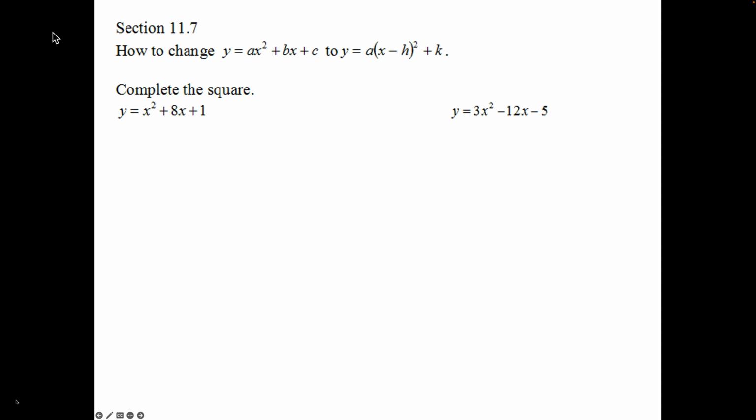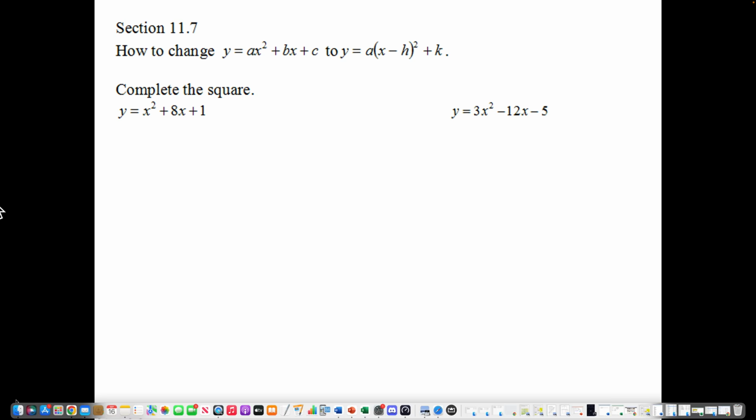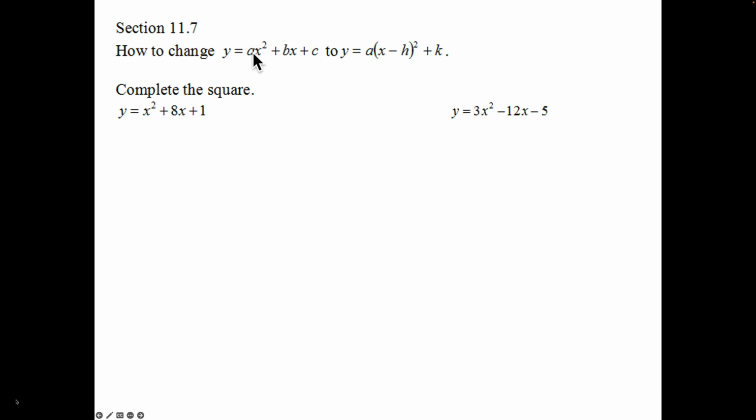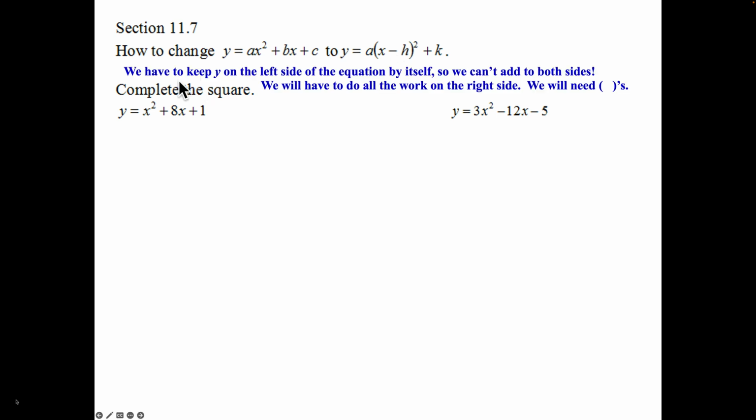Section 11.7. Now what we're going to do is learn how we can take this quadratic form of the equation, y equals ax squared plus bx plus c, and convert it into this vertex form so we can make graphs. All right? So the first thing you're going to notice is that the y is the same on both sides, therefore we never want to alter it.